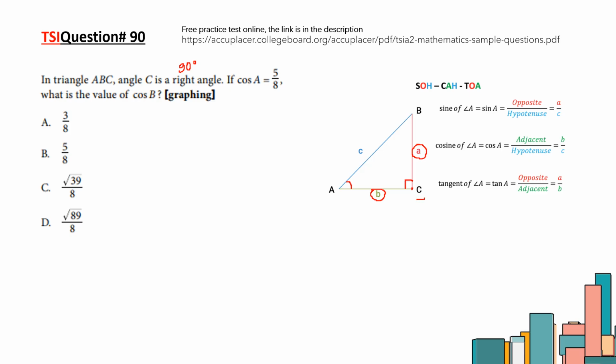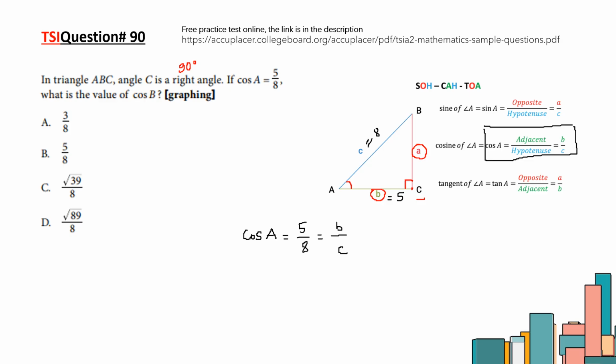Now, to work on this problem, we write the given information: cosine A equals 5/8. How do we find cosine A? Cosine A is the adjacent over the hypotenuse, which is B over C. So now we see that B equals 5 and C equals 8. Now our job is to find little a, because they're asking for cosine B.